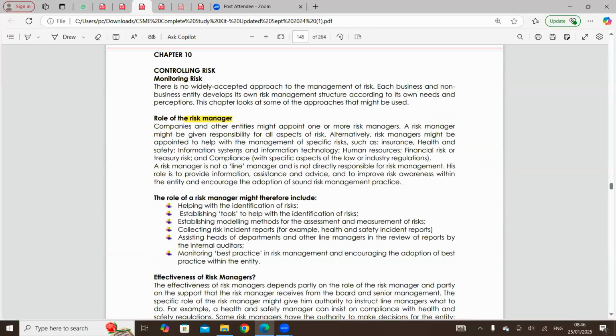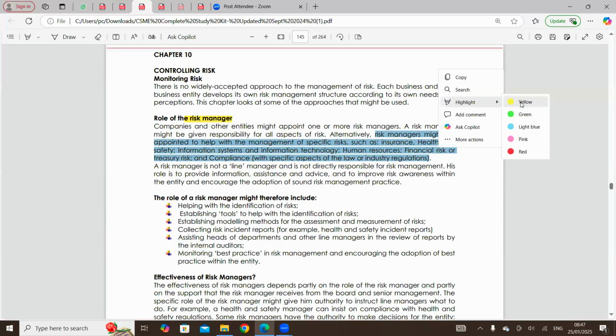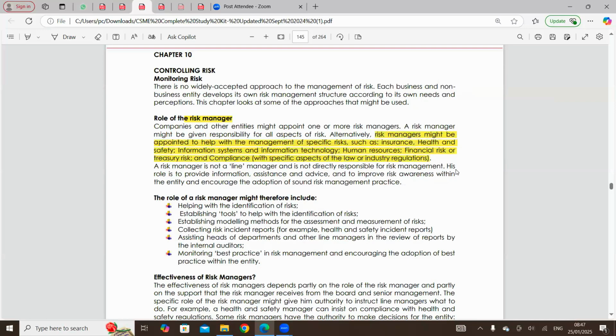Companies and other entities might appoint one or more risk managers. A risk manager might be given the responsibility for all aspects of a risk. Risk managers might be appointed to help the management with specific risks, such as insurance, health, information system, technology, human resource, financial or treasury risks, or compliance risks. Now, let me tell you this one, free of charge. Exam question: when they ask what are the risks that are being managed by risk managers, this is the answer they are talking about.